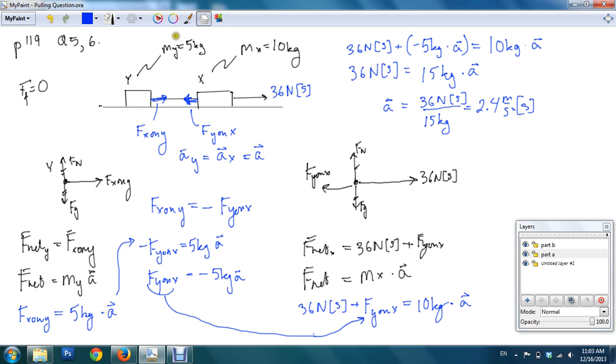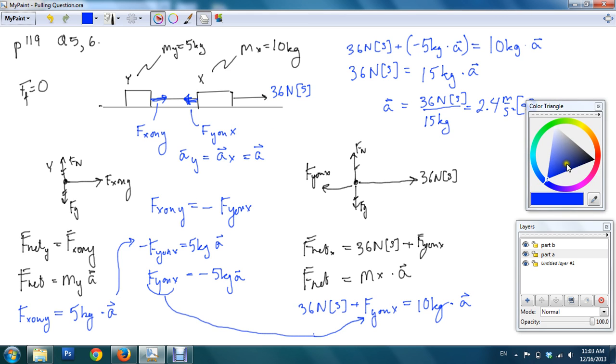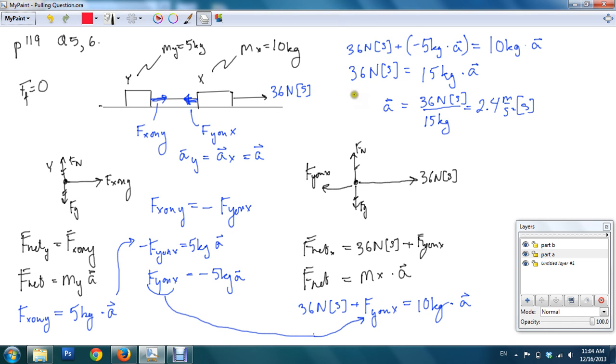Just take a step back. This means that the entire system is accelerating forward at 2.4 meters per second squared south. And this applies both to x and to y and the whole system. Now the question was actually asking for the forces. So to get them, we simply plug the acceleration into the equation that has them.